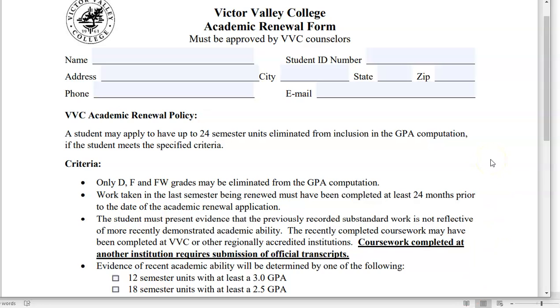So in order to qualify for renewal, first of all, it has to be on coursework that you haven't already repeated. The policy does say that there's a max of 24 units that can be included in your renewal. It's only for classes where you got D, F, and FW grades. And the courses that are going to be renewed need to be 24 months in the past or even further back. So they have to be grades that are older on your transcript.